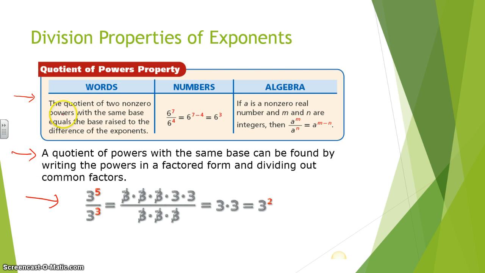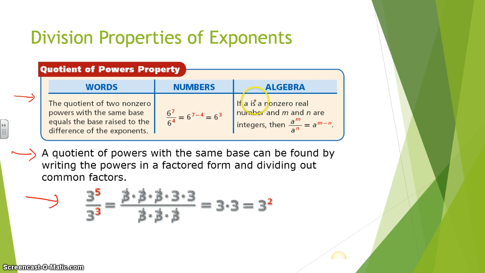The quotient of two non-zero powers with the same base equals the base raised to the difference of the exponents. That's this property written in words. What that means is, notice that we have base values that are the same, 6 and 6, and what's different here are the exponents. What you need to do with these exponents when the bases are the same is subtract the exponents. So it becomes 6 raised to the 7 minus 4 power, which is 6 to the third power.